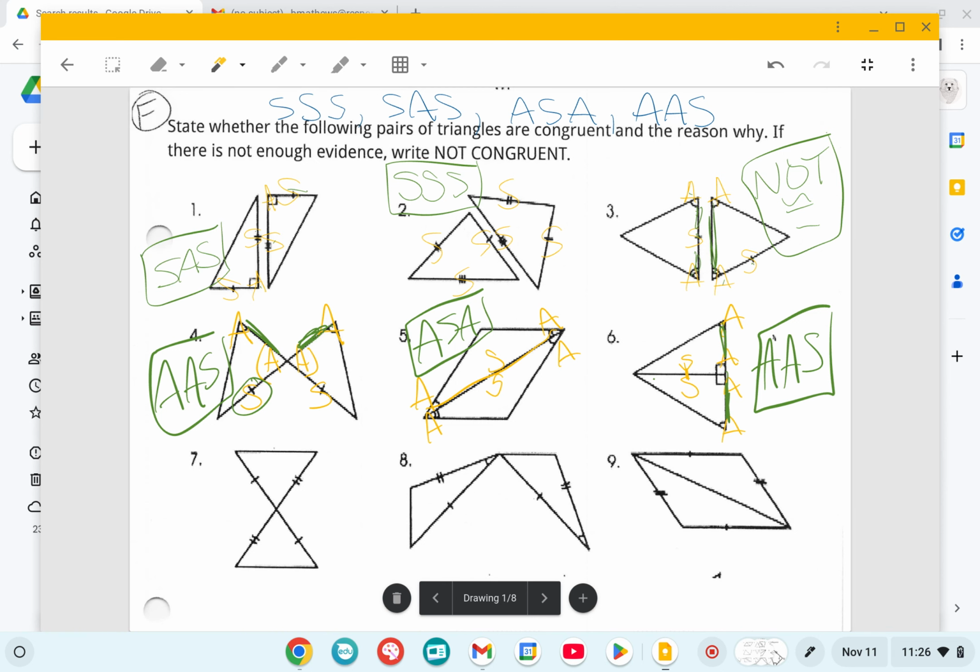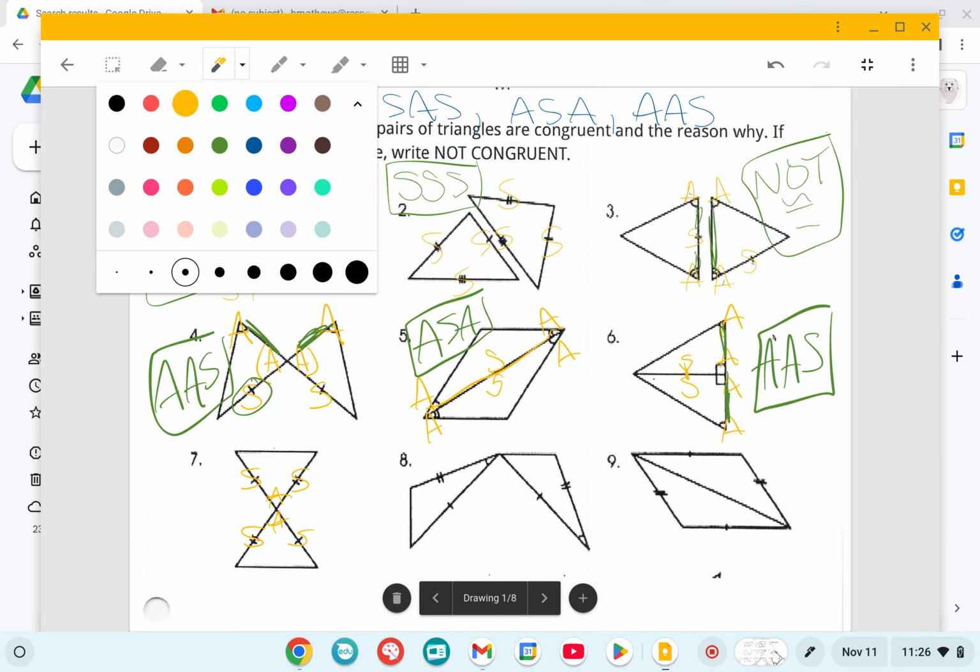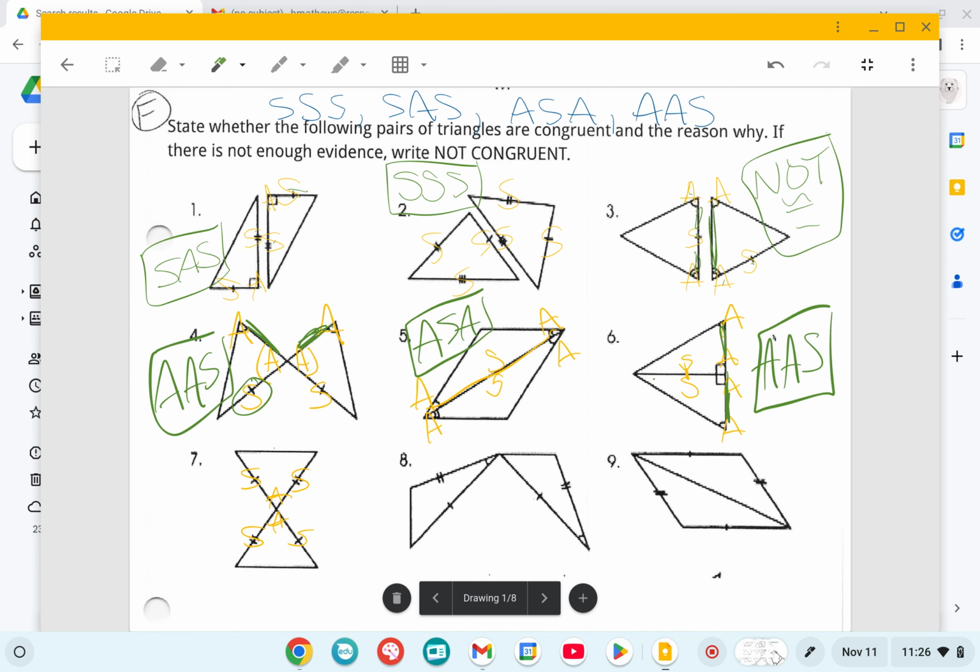Number 7. Again, we have a pair of sides. We have another pair of sides. And then we have this vertical angle relationship. And so, again, very clearly, even the way it's written, side, angle, side.